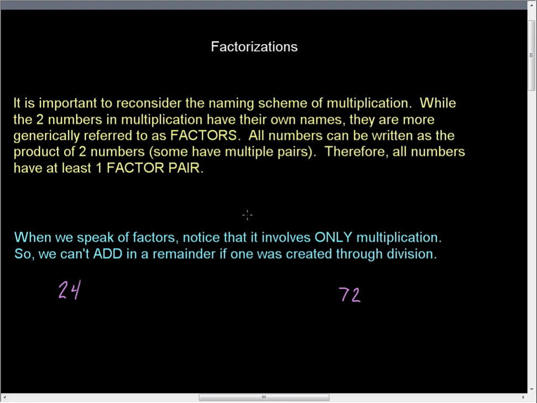And so all numbers can be written as the product of two numbers. Sometimes you can have more than one pair, but they always come in at least pairs. So let's see what I'm talking about here. And now we have to be very cautious. When we're dealing with factors, you'll notice that it only involves multiplication. There's no addition, and therefore there's no remainder to take into account. So if a number does not divide another evenly, it is not a factor.